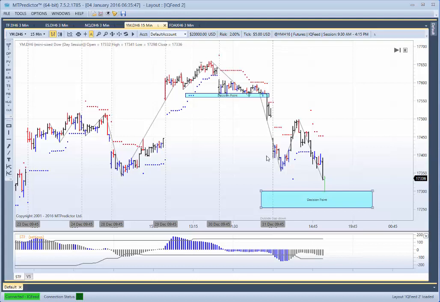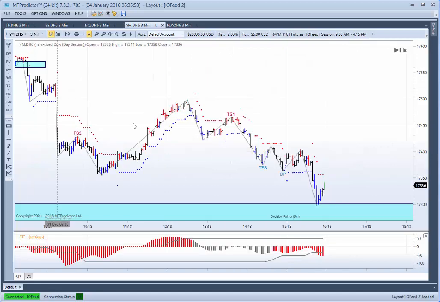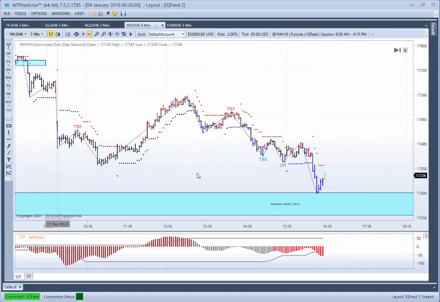So can you see throughout the whole of the 31st, the large degree trend was down, and it was down into that large degree support zone. So how would that have changed your trading? If we go back to the 3-minute chart, there's our support zone.